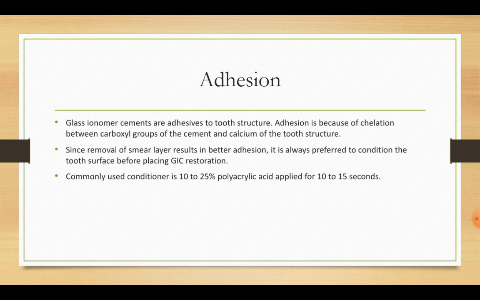Since removal of smear layer results in better adhesion, it is always preferred to condition the tooth surface before placing GIC restoration. Commonly used conditioner is 10 to 25% polyacrylic acid, which is applied for 10 to 15 seconds.